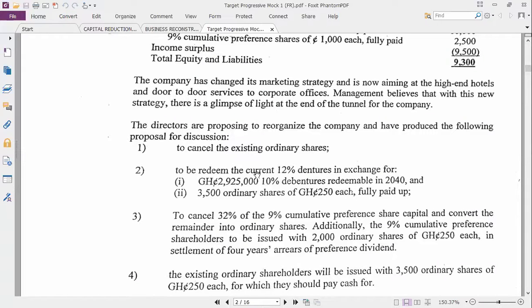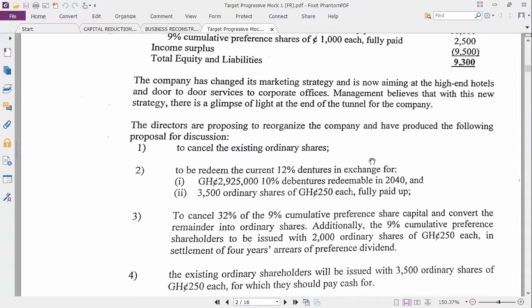How? We said that first, part of it should be converted to 10%. Why are we doing that? Because the 12% is too high. We are struggling. The interest is too high. So let's convert part to a smaller interest and ask them to extend the repayment date to 2040.